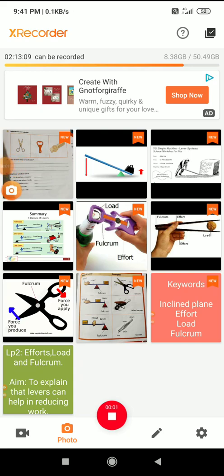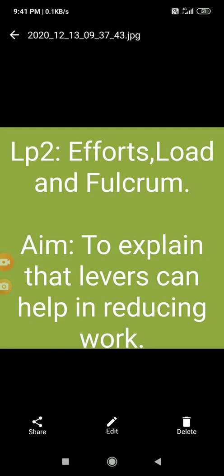Hello students, now we will go through the LP2 of 19th block in science. The LP2 is effort, load and fulcrum. The aim of the LP2 is to explain that levers can help in reducing work.